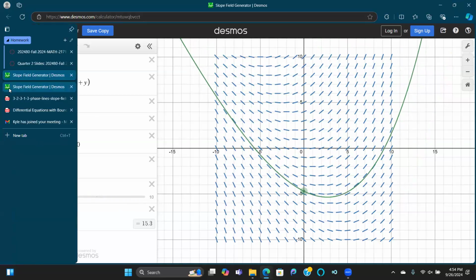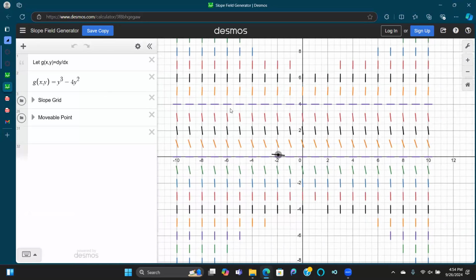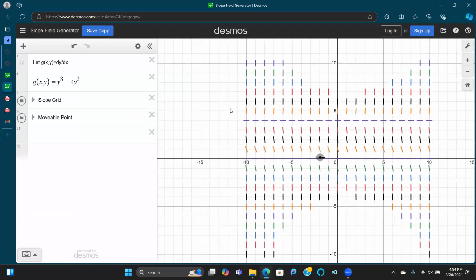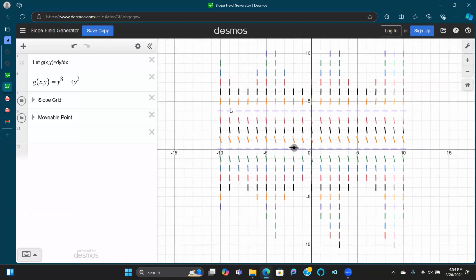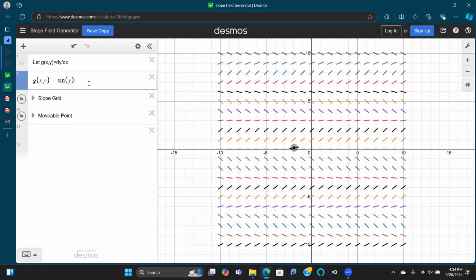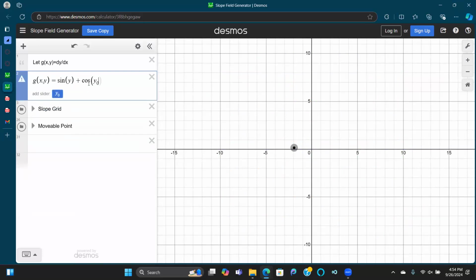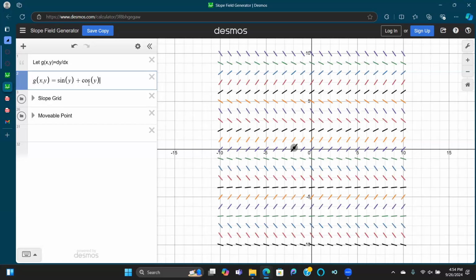Okay, I have another one here. And this one allows you to draw any slope field that you want. Zoom out a little bit on this. Okay, and let's draw a different differential equation. Let's do maybe sine of y, and let's do the autonomous one that we did earlier. So cosine of y here.